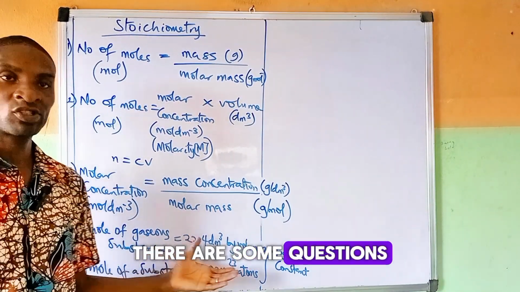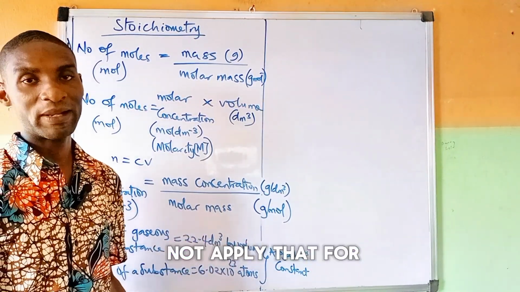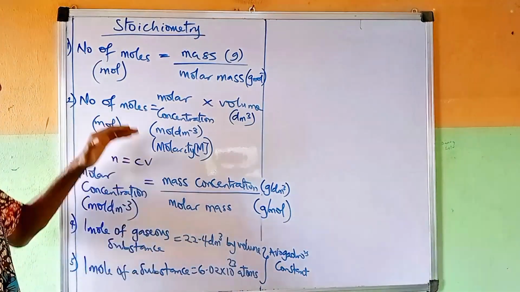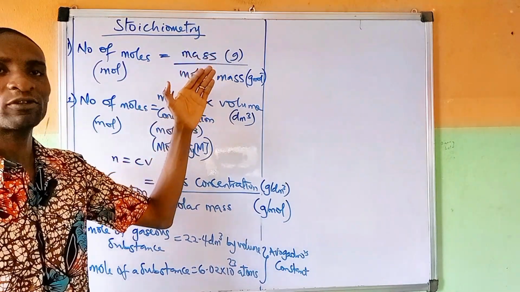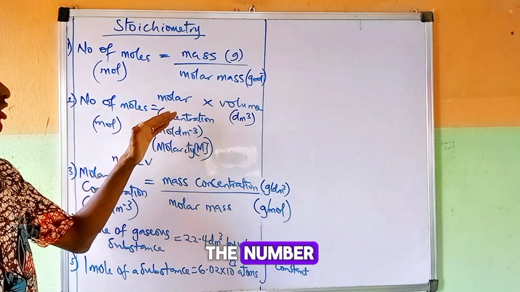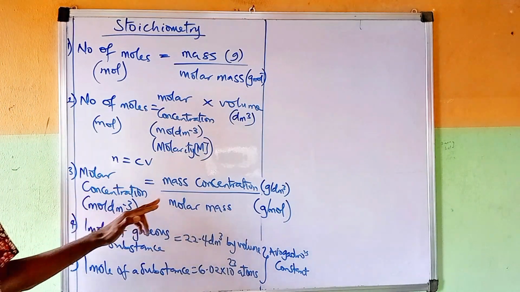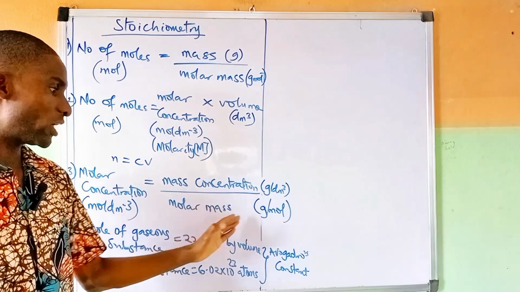There are some questions where they would just state these constants for you, so they expect you to know how to apply them, but they are constant. So let me go through again. Number of moles equals mass over molar mass. It's important that you know the unit. Then the number of moles equals molar concentration times volume. Then you have molar concentration equals mass concentration over molar mass.